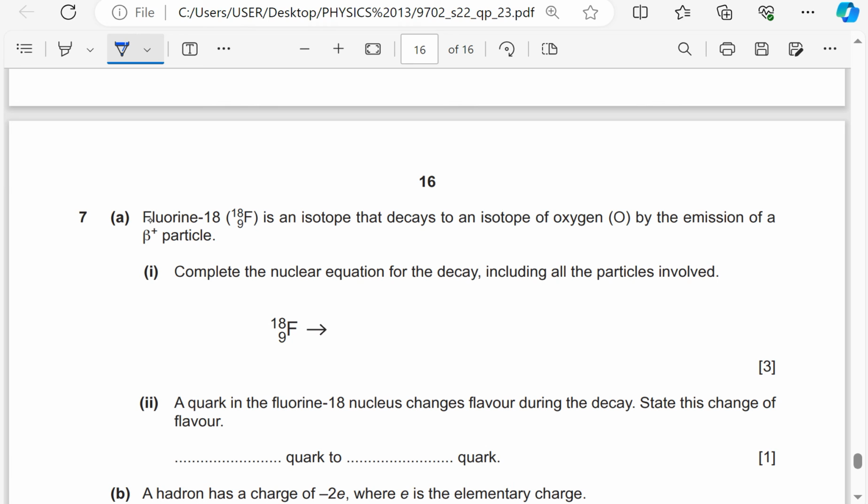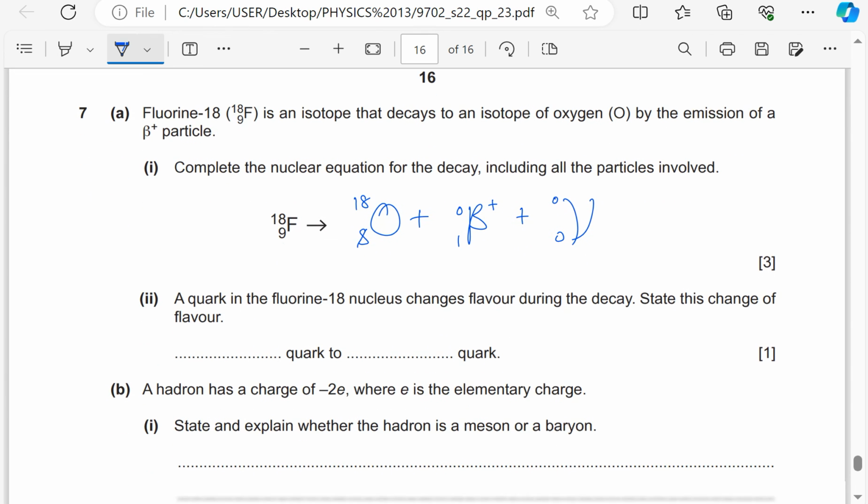So whenever a beta plus particle is emitted, it is accompanied by another particle. Because beta plus is an antiparticle, the other one should be a normal particle, which is most likely going to be a neutrino. So this is going to give us oxygen plus beta plus. Beta plus is written like that, 0 plus 1. Then plus an electron neutrino. So we balance this. This should be 8 and this should remain 18. So I think that is the complete equation, which is balanced. Or you can add an e here to mean electron neutrino.